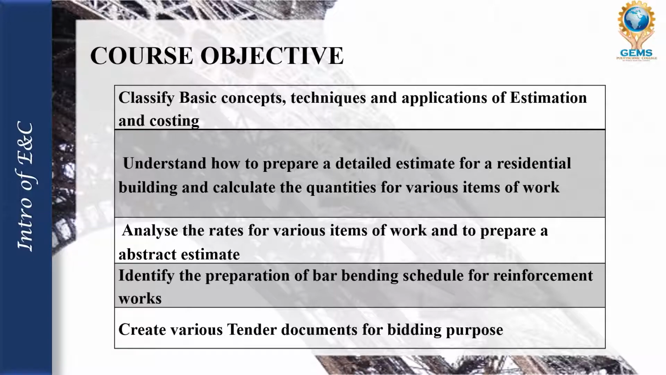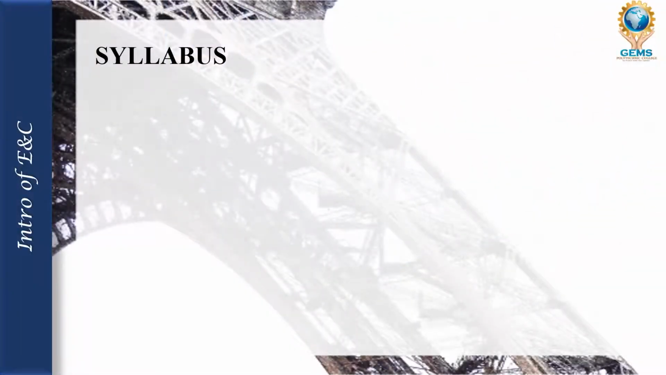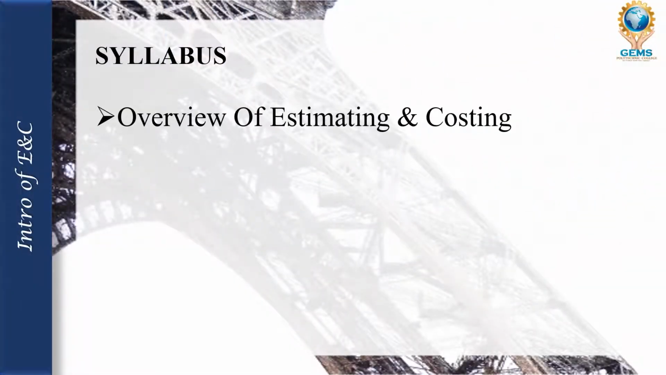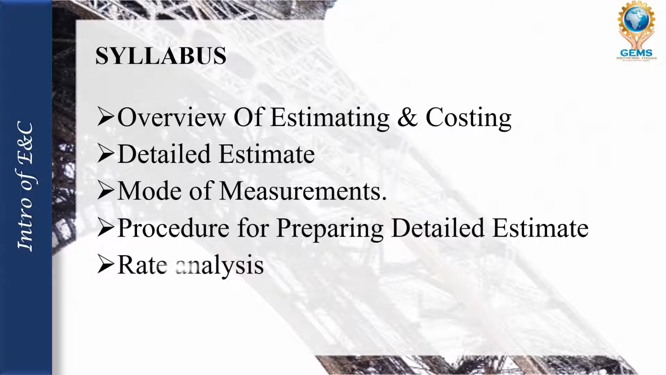So these are the course objectives. Slide. So syllabus. In the syllabus, in this subject we have 5 units. First unit, overview of estimating and costing. Second unit is about detailed estimate. Then the third unit is about mode of measurements. Then the fourth unit is about procedure for preparing detailed estimate. Then the fifth unit is about rate analysis. These are the 5 units we are going to study in this subject.